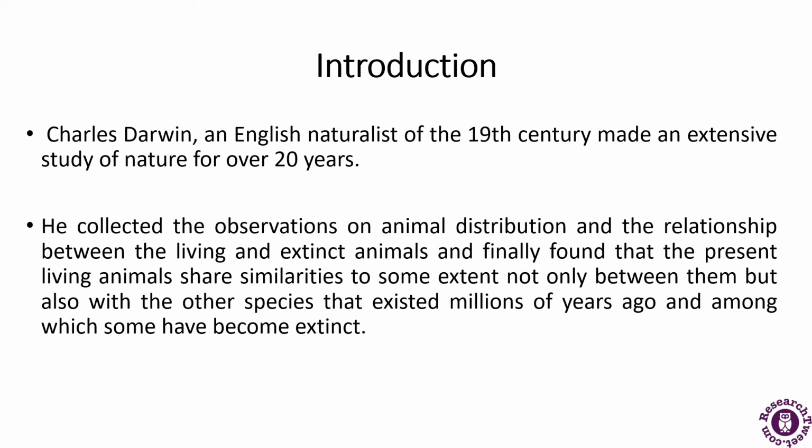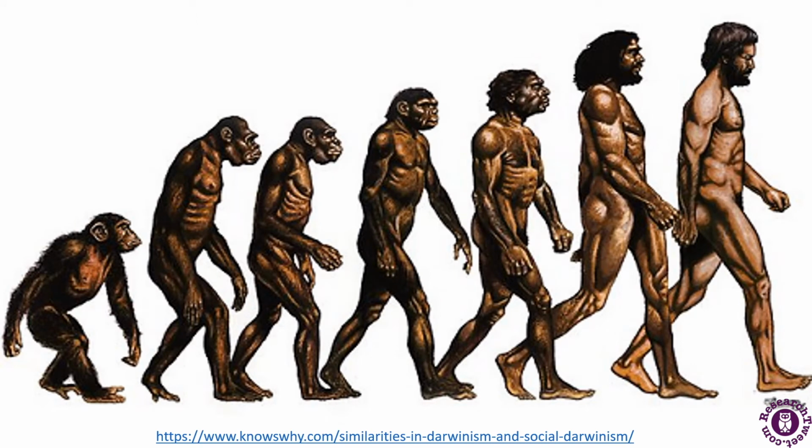According to his study, he collected observations on animal distribution and the relationship between the living and the extinct animals, and finally found that the present living animals share some similarities, not only between themselves but also with other species that existed millions of years ago, among which some have become extinct. His theory was based on that. So this was Darwin's theory.